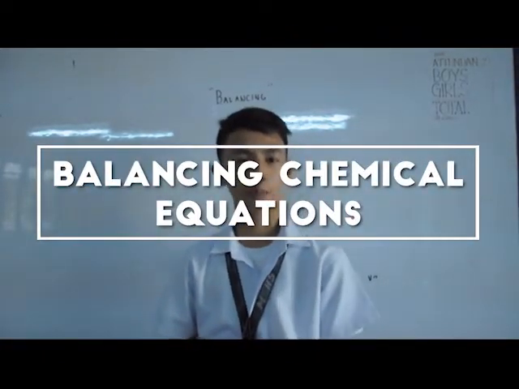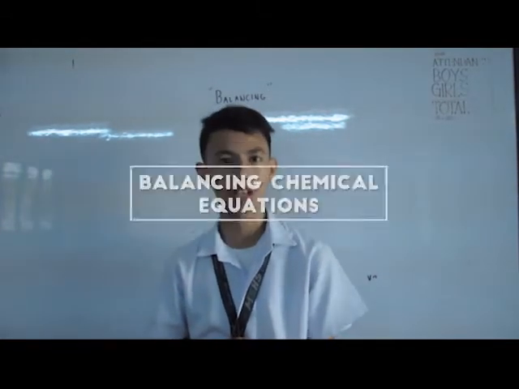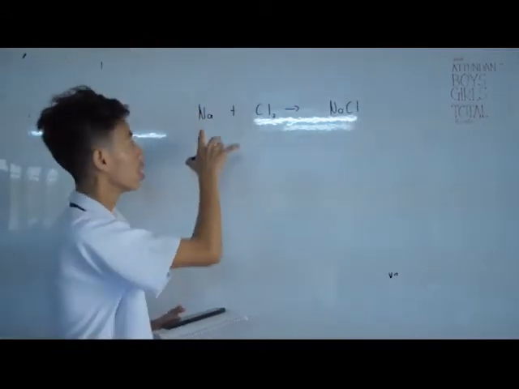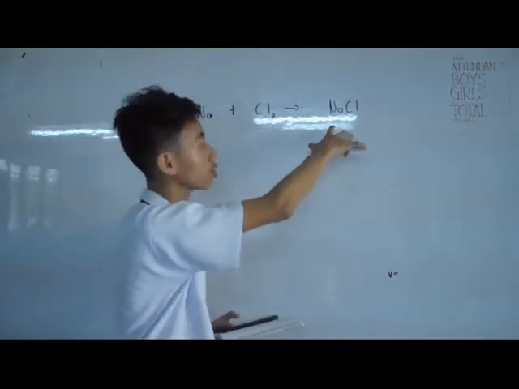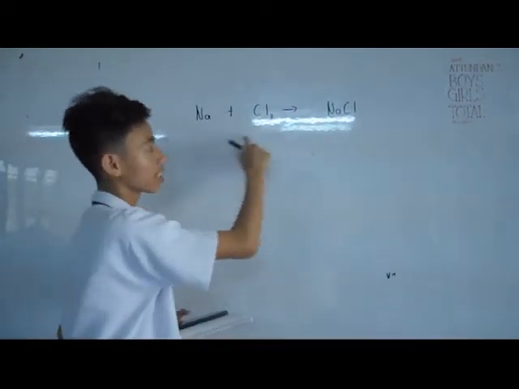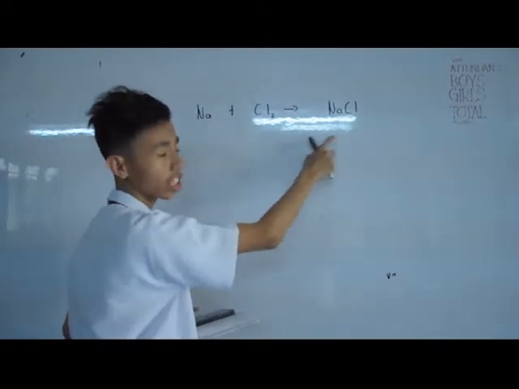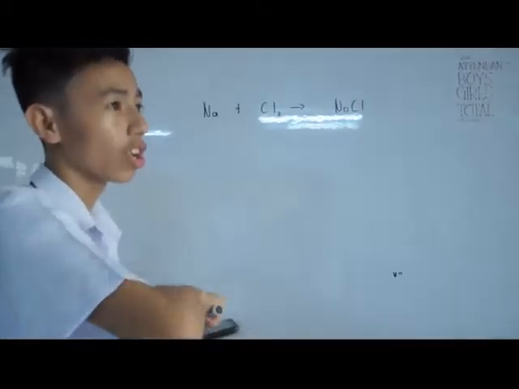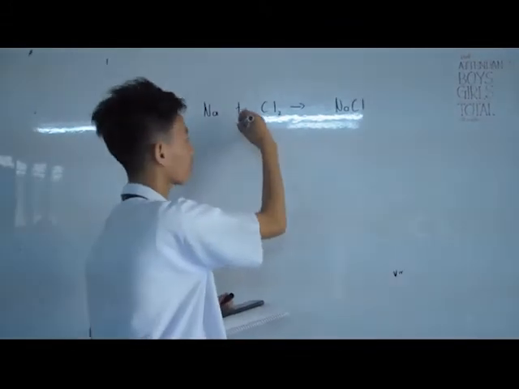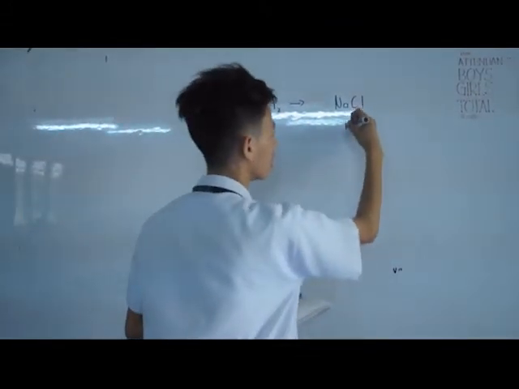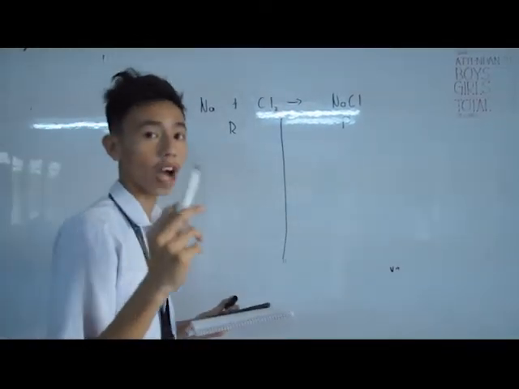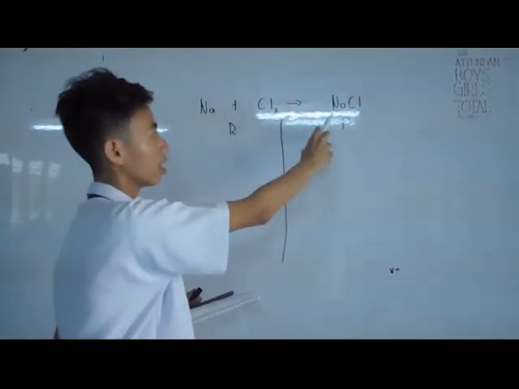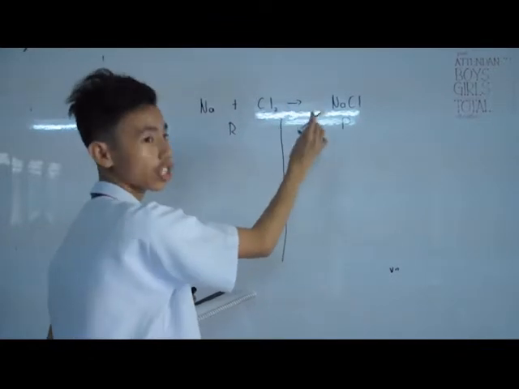I'm about to discuss balancing. For example, sodium reacts with chlorine to produce sodium chloride. So this is a chemical equation, but it is not yet balanced. So we need to use a table wherein the left part is the reactant and the right part is the product. So you must indicate the number of atoms in the two parts of the equation.